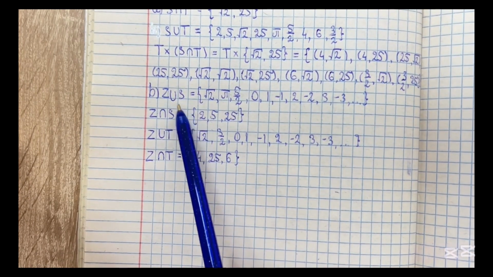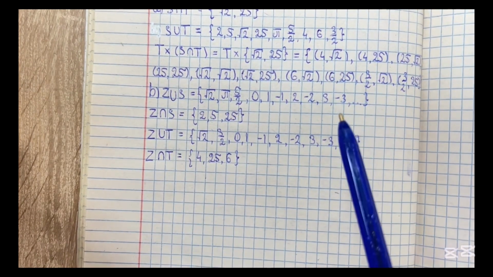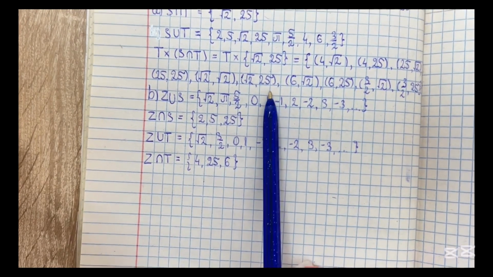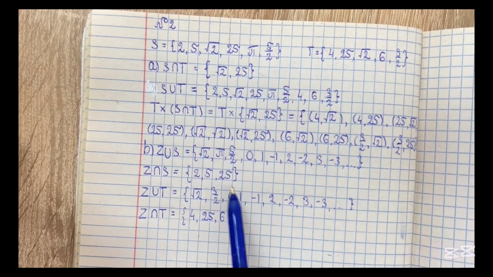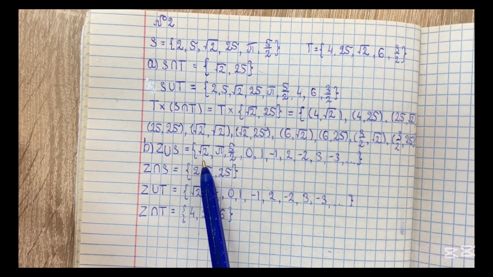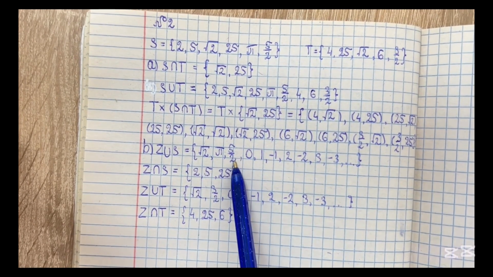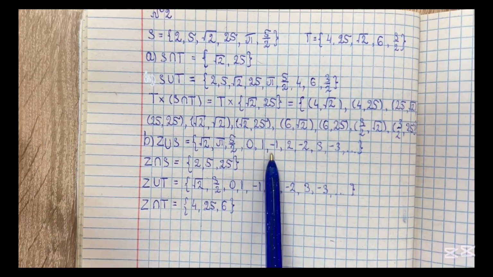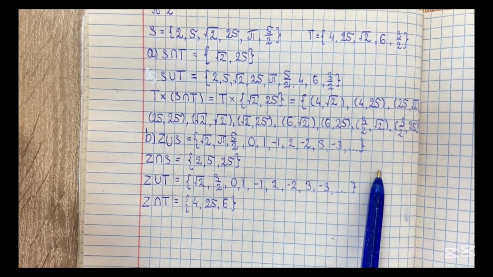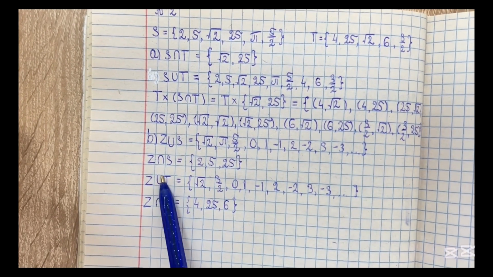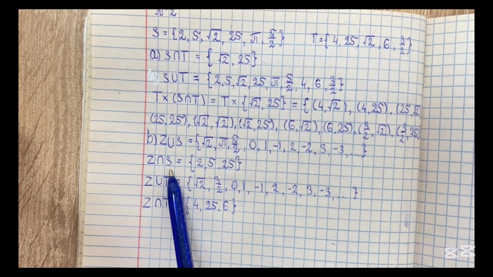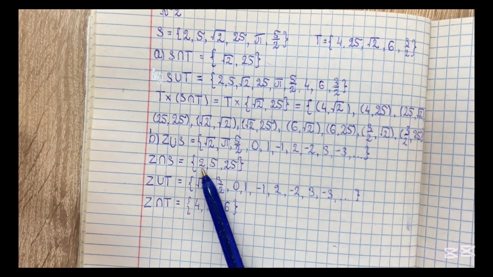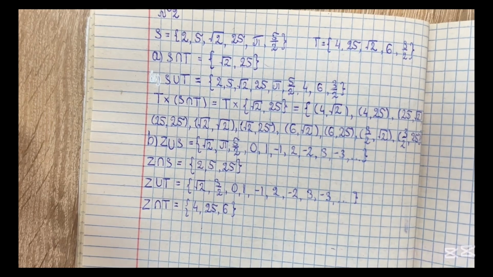In the B task, we should find the union and intersection of our given sets with the set of all integers, Z. So firstly, for our convenience, I decided to write numbers from the original sets that are not integers. In case of S, it's the square root of 2, pi, and 5 over 2. And then we just see the sequence of all integers. It's 0, 1, minus 1, 2, minus 2, and so on till infinity. To find the intersection of Z and S, we should just write all integers from the set S. It's 2, 5, 25. The same thing we do with the set T.